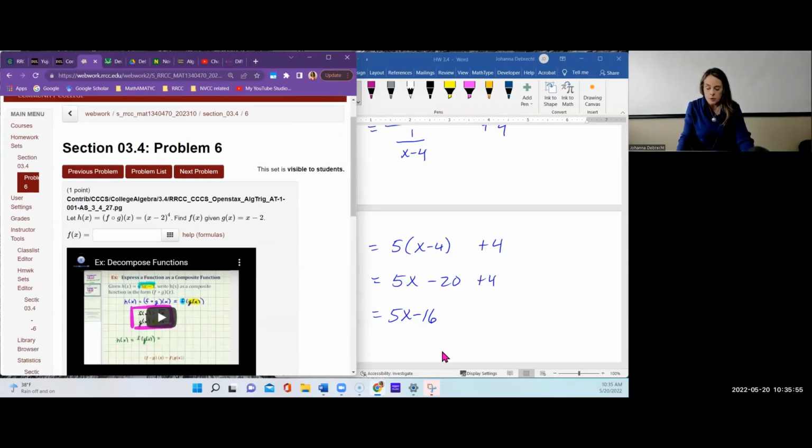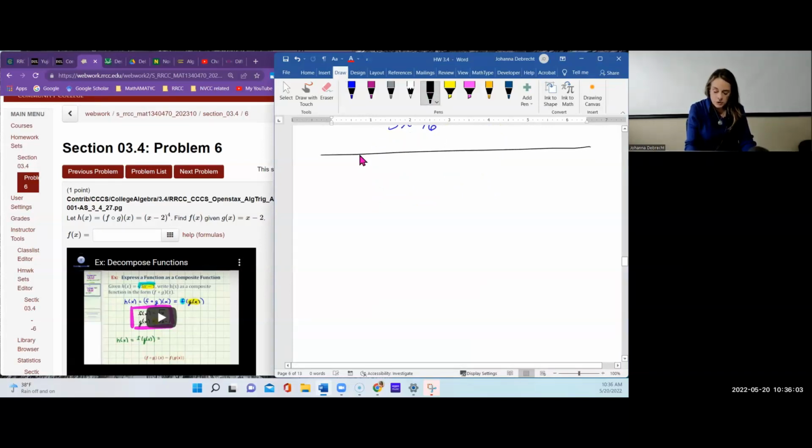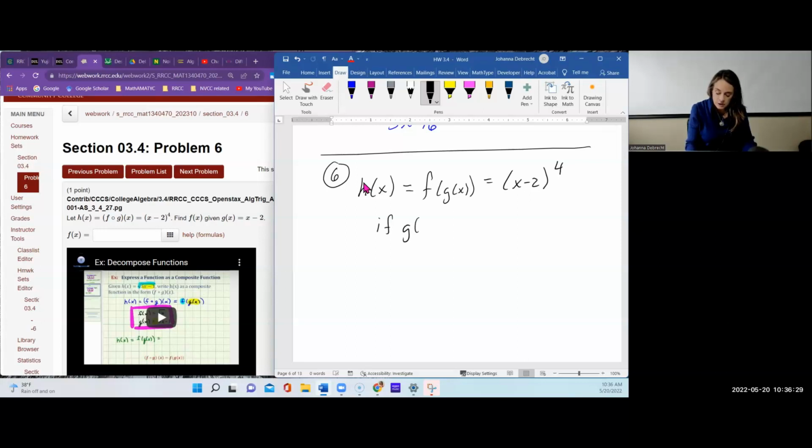In the next problem, we're actually decomposing a composition. What does that mean, to decompose a composition? When we're decomposing a composition, we're looking at this as if the composed function, which is h of x, which is some f of g of x, is x minus 2 to the 4th. In other words, this has already been composed with two functions called f and g, and what they ended up with was x minus 2 to the 4th. If g of x is equal to x minus 2, what is f?